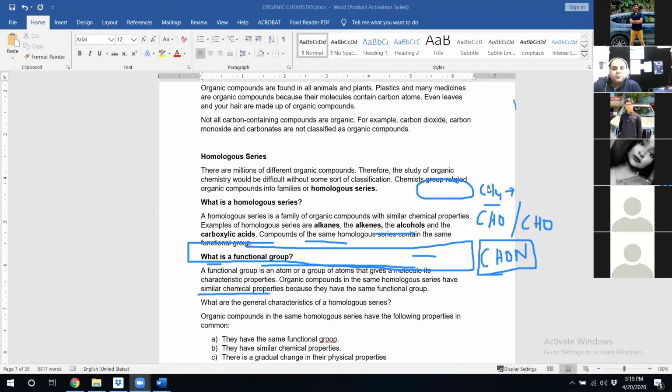Here we have taken two examples. One is methane, and one is organic fats or carbohydrates. Although both of them are organic compounds, we cannot say that they are from the same family, or that they belong to the same homologous series.